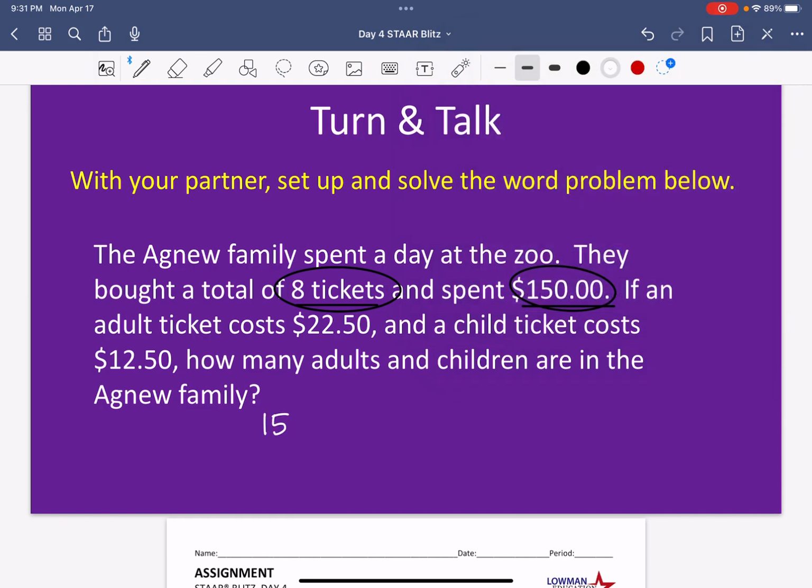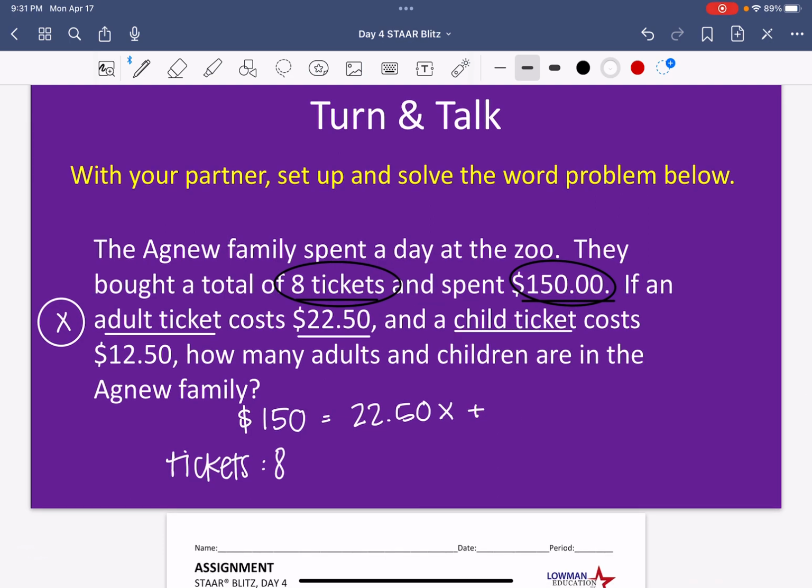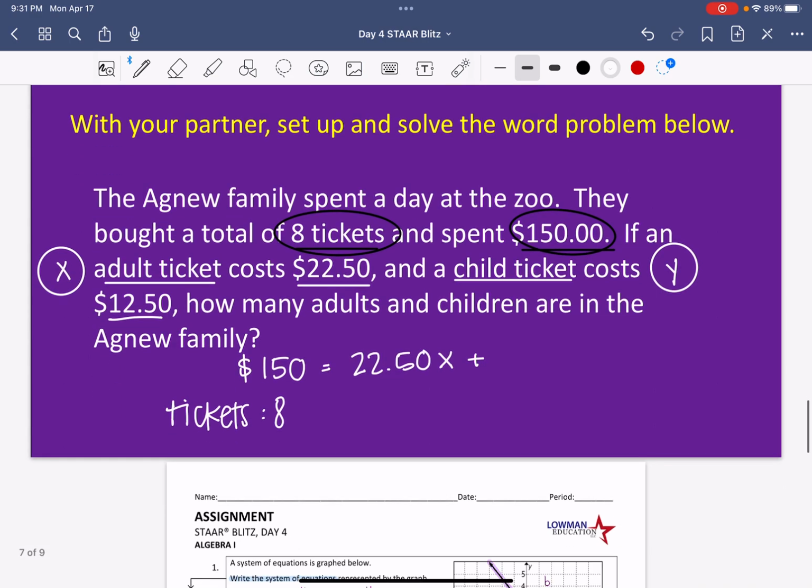So 150 and then 8. This is dollars, this is tickets. Remember, we want to base our equation off of the totals. So 150 is going to have to stick with money. An adult ticket costs $22.50. If we make adult the X value, $22.50 was adult tickets. Remember, money sticks with money, so that's why the $22.50 goes with the $150. And a child ticket costs $12.50. So again, child will be Y's. Money sticks with money, so $12.50 times Y.